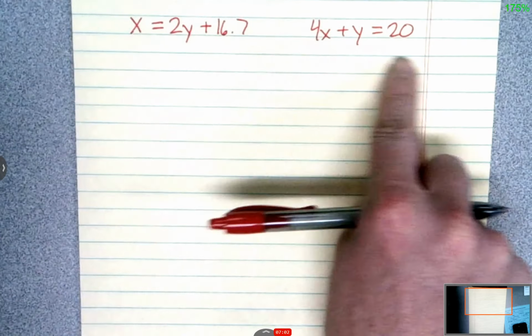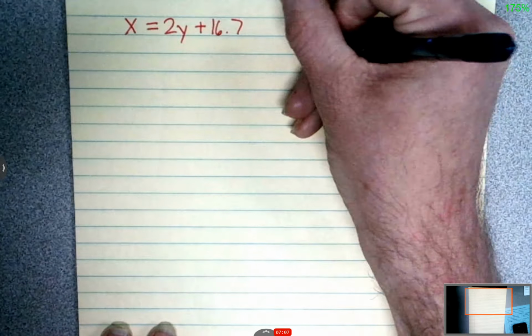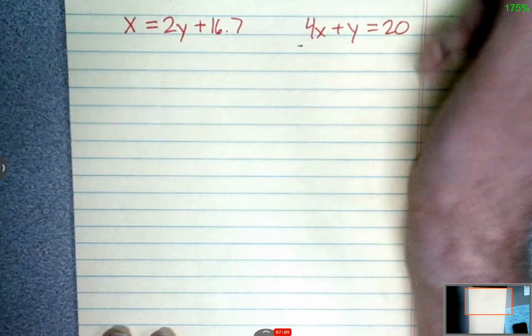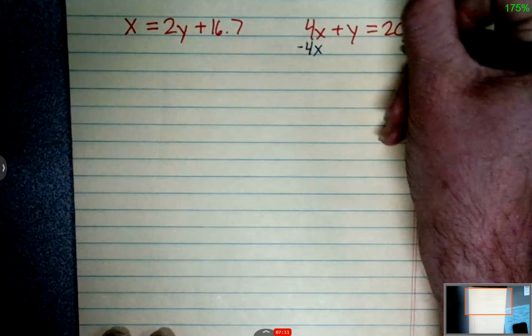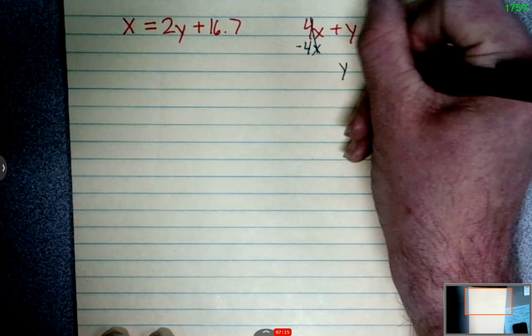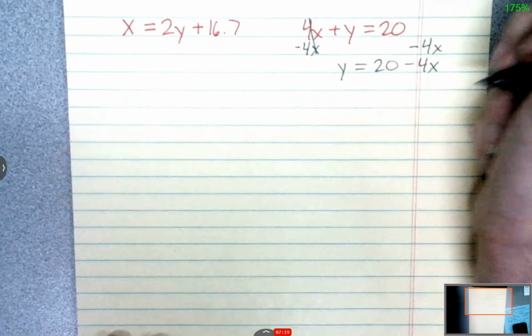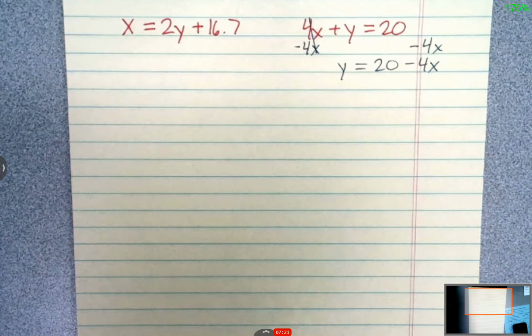So the one on the right, that might be a little bit more familiar for converting into y equals form. Go ahead and try to do your best on your own. I generally recommend you do that for most of these. And you get y equals 20 minus 4x. So there's the first one, and we can go ahead and graph that.